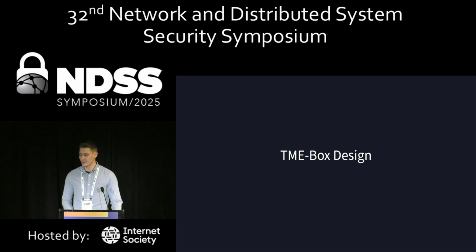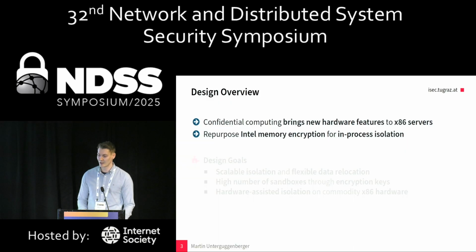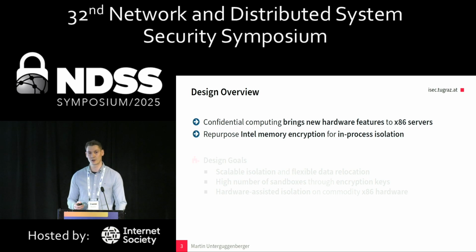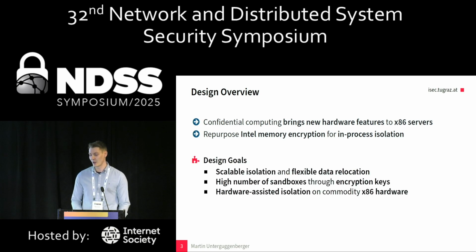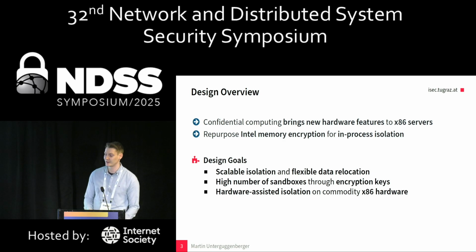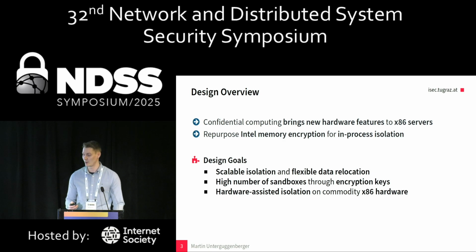All right, let's dive into the TME-Box design. Confidential computing brings new hardware features to x86 servers, and the core idea is to repurpose the Intel memory encryption for in-process isolation. Our design goals are: we want scalable isolation and flexible data relocation, as this is important for cloud workloads. We also want a high number of sandboxes, as we want to isolate a high number of cloud workers through encryption keys. And we want hardware-assisted isolation on commodity x86 hardware, which is available.